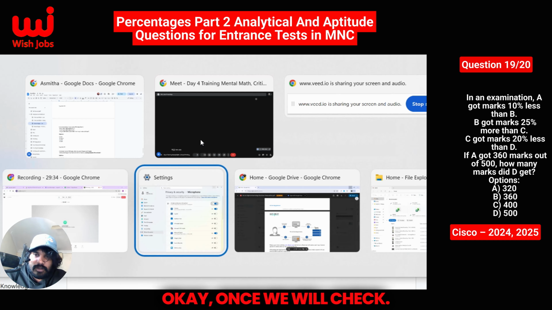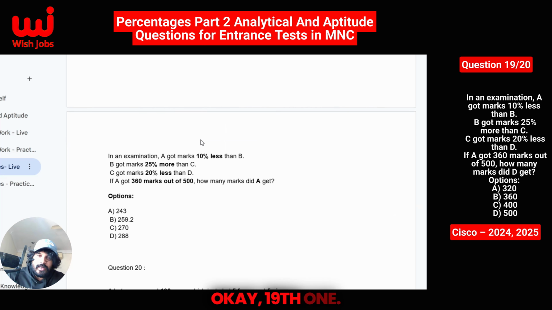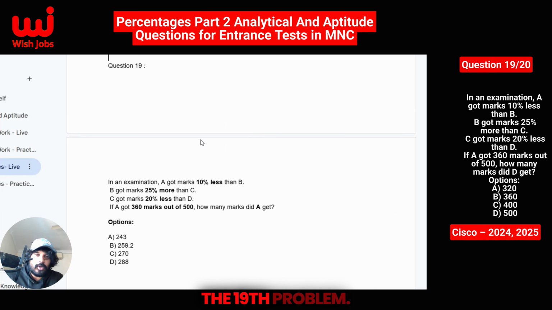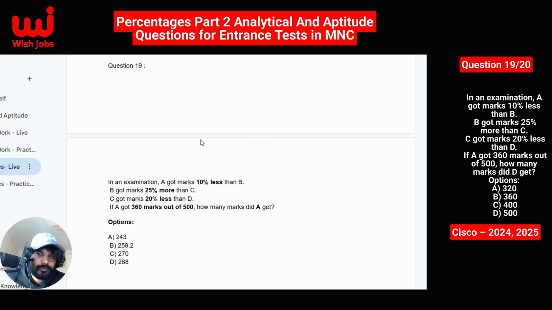Once we will check. Yeah, no, I have not spoken. Okay, 19th one. We'll do the 19th problem. You will be doing the practice problems, right?